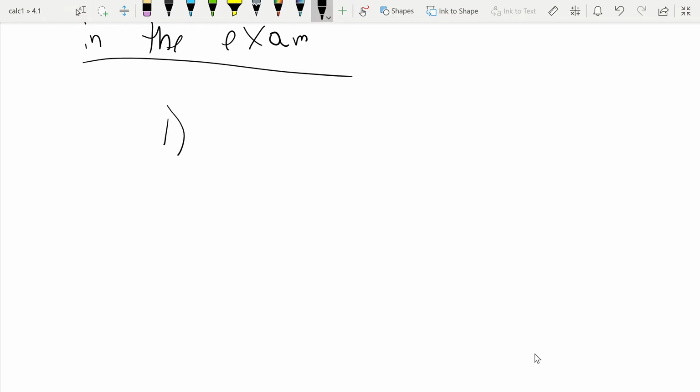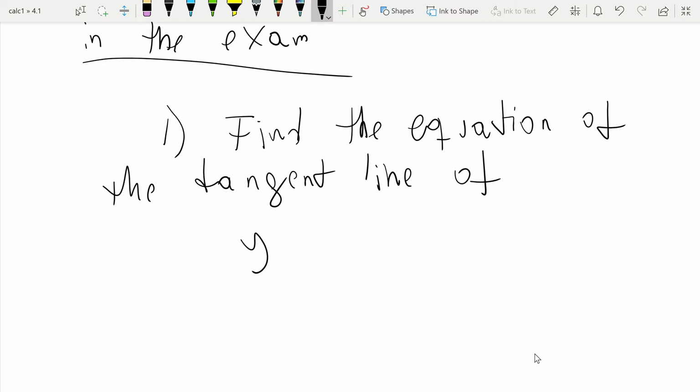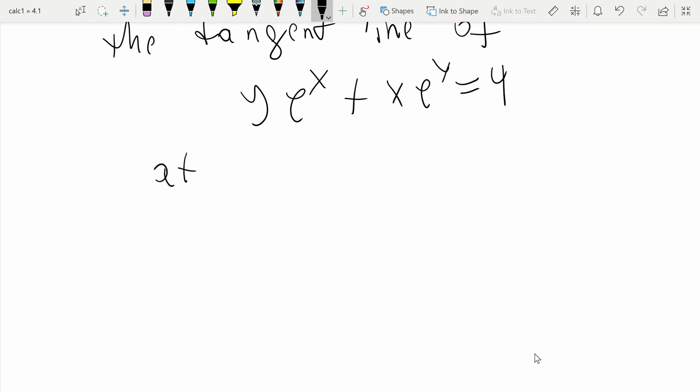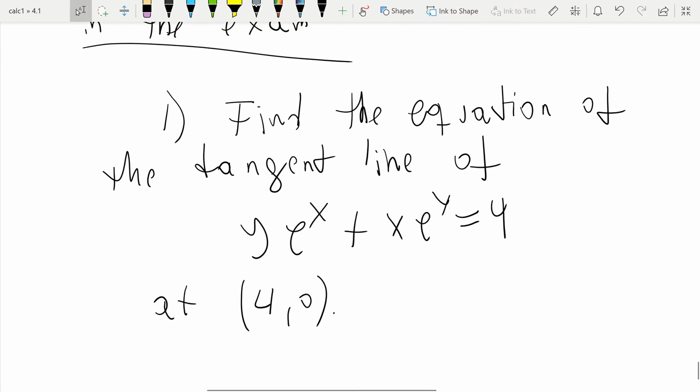But one type of problem, like: find the equation of the tangent line of y e to the x, let's say x e to the y is equal to 4, at, say, a certain point, like (4, 0). If you look at your notes, you'll see how to tackle this problem. This is actually part of the implicit differentiation section.